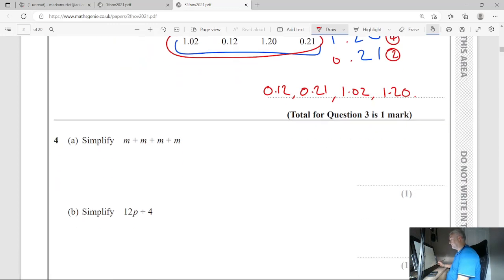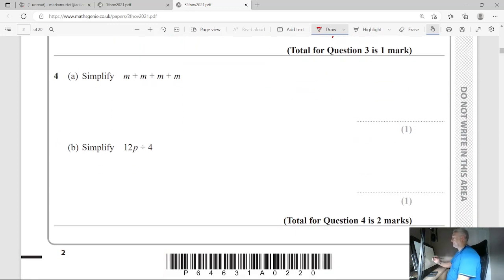Okay, question 4. Simplify. I've got m plus m plus m plus m. Here's my bowl. I put an m in it, then I add another, add another, add another. How many m's have I got in my bowl? I've got 4 lots of m. Next question.